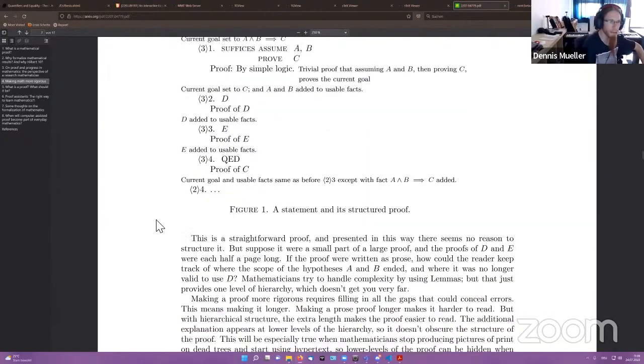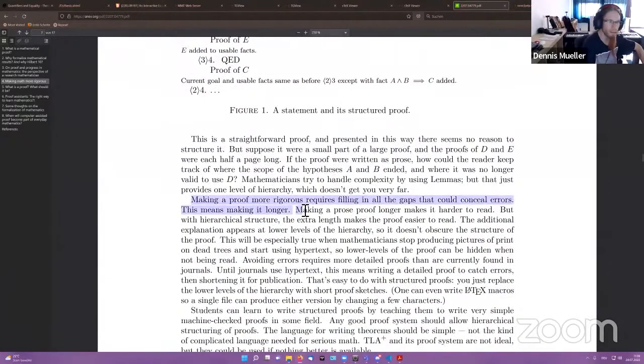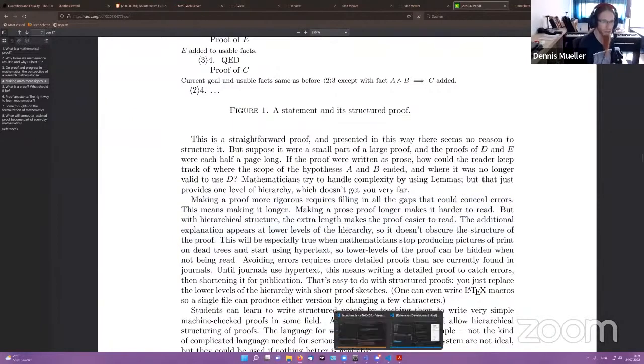And then he says, and this I want to quote in full: making a proof more rigorous requires filling in all the gaps that could conceal errors. This means making it longer. Making a prose proof longer makes it harder to read. But with hierarchical structure, the extra length makes the proof easier to read. The additional explanation appears at lower levels of the hierarchy, so it doesn't obscure the structure of the proof. This will be especially true when mathematicians stop producing pictures of print on dead trees and start using hypertext. So lower levels of the proof can be hidden when not being read. So here, take it from the father of LaTeX himself, and I couldn't agree more.